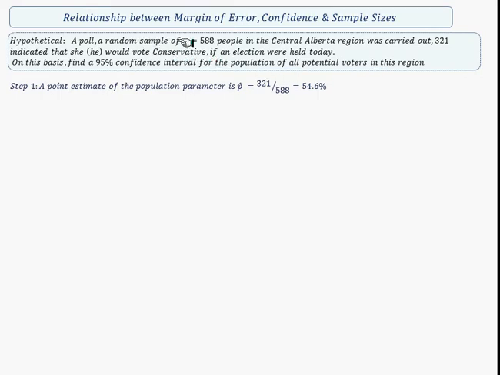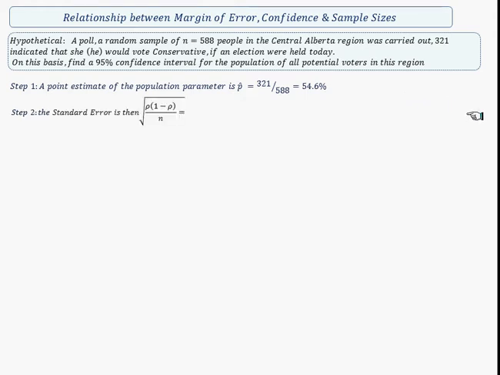A random sample, 588 people in central Alberta, 321 indicated that he or she would vote Conservative if an election were held today. Find a 95% confidence interval estimate for the population of all potential voters in the region. Well, in this case, a point estimate of the parameter is called p hat, which is your x, your number of people in favor, 321, over 588, and that's 54.6%.